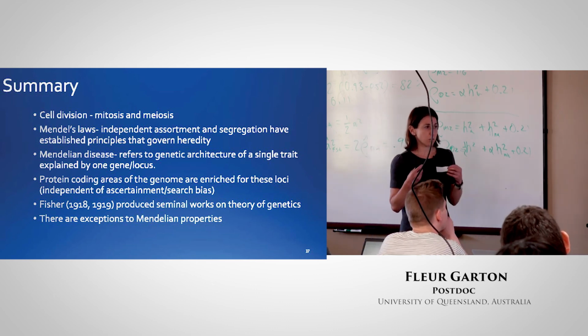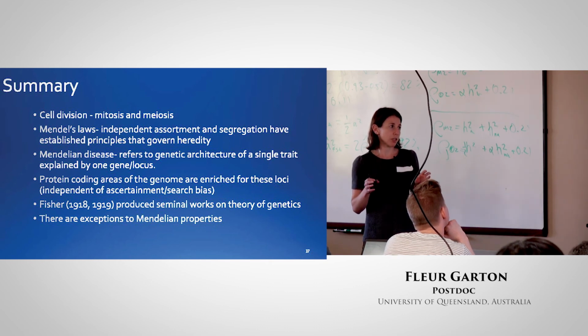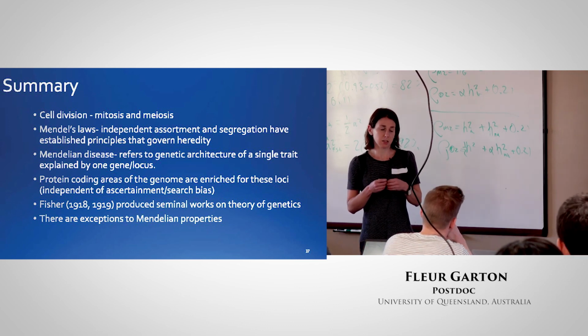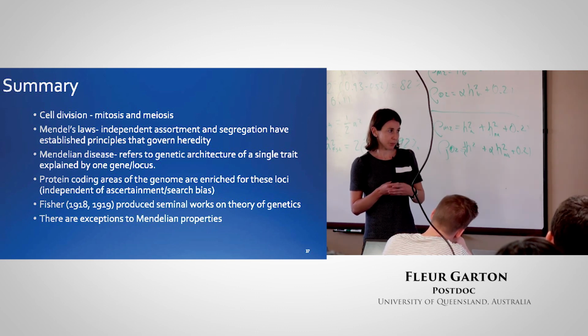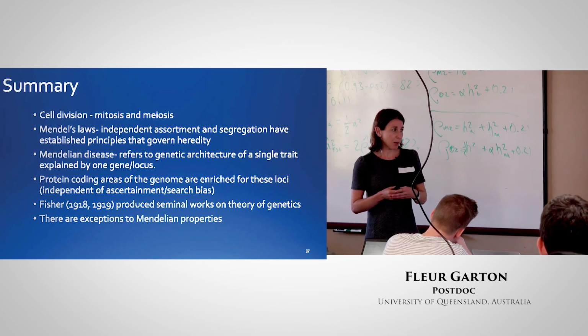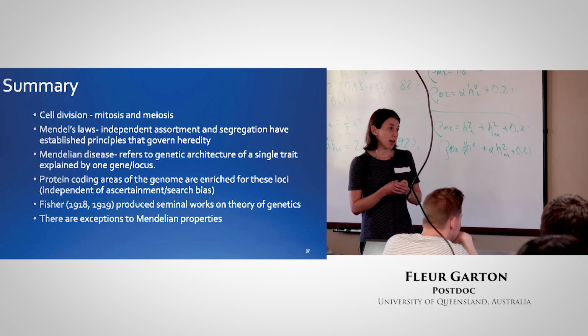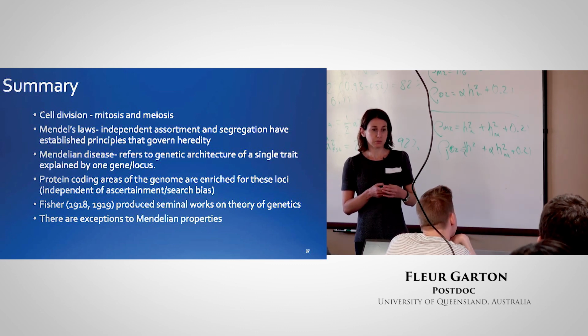This is actually independent of, I guess, the fact that a lot of the sequencing studies have focused on the protein coding region. Even when you control for this ascertainment bias, these Mendelian loci are still enriched in the protein coding region relative to other areas of the genome. And Fisher in 1919 produced seminal works on the theory of genetics, which is worth reading when you get the chance. And of course there are exceptions to Mendelian properties. So that's it for today. We'll do more tomorrow.